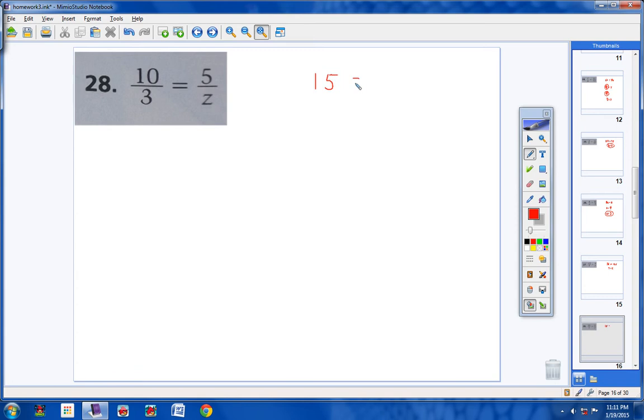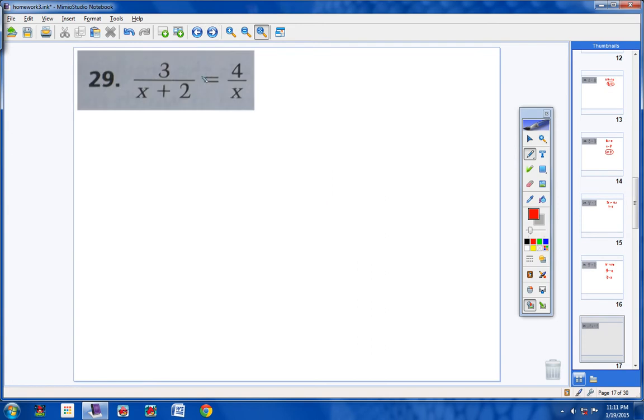Number 28. 3 times 5 is 15. 10 times z is 10z. Divide both sides by 10. And of course 15 over 10 would not be acceptable on the test or quiz. You need to reduce it. And 5 goes into both of those numbers. 3 over 2 equals z. And that is the correct answer. So you are welcome to put 3 over 2, or 1 1/2, or 1.5.